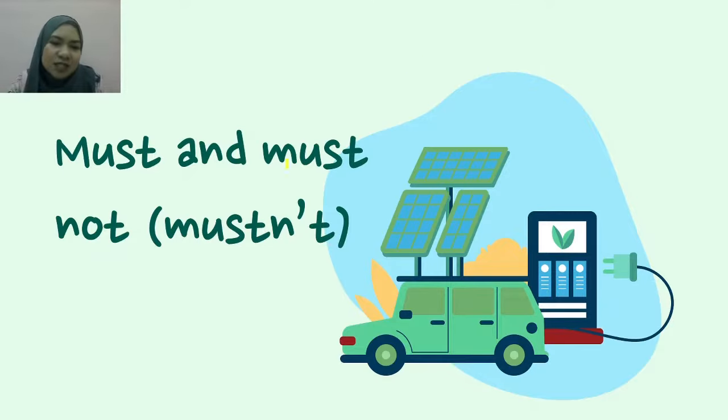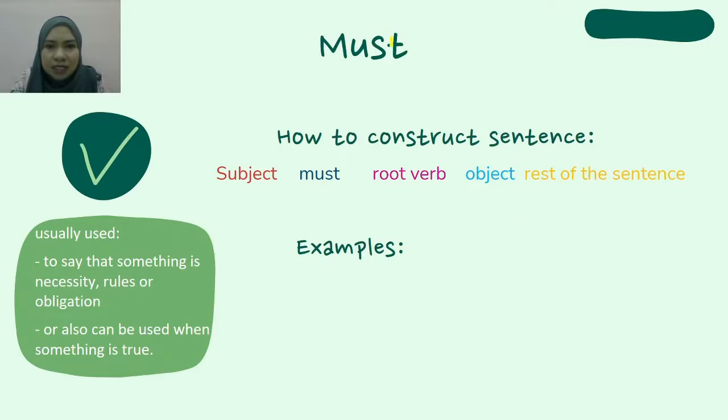Okay, next part is we're going to continue with the second part for our lesson today about must and must not. Must not also can be read as mustn't. Okay, must is usually used to say that something is necessity, rules, or obligation, or also can be used when something is true. So when we are going to write about rules, about obligation, we can use must. How to construct sentence using must? Okay, you can follow these simple rules.